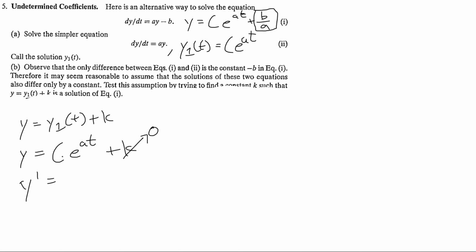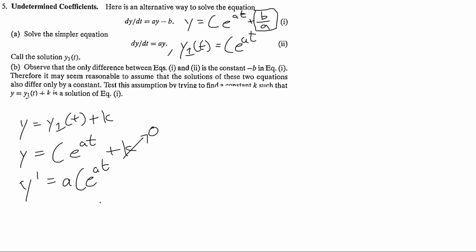And here remember the derivative of e to the x is just e to the x, but the derivative of e to the ax is going to be e to the ax times a, right? So in this case, we're just going to get e to the at times a. So we're just going to get a c e to the at, and that's it. And this turns to 0. But what it tells us to do is set it equal to ay minus b.